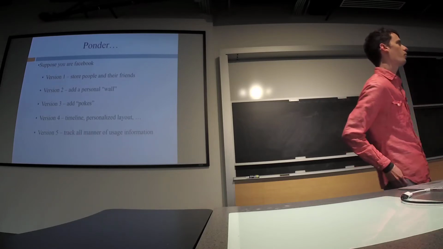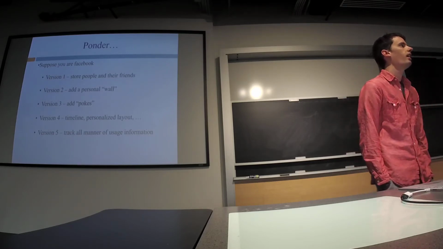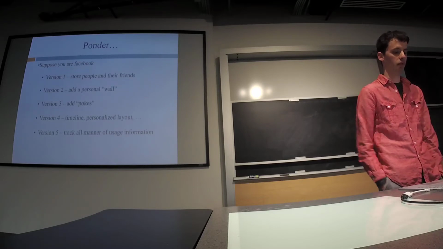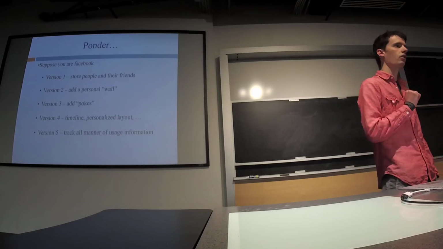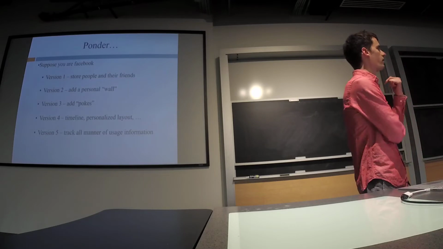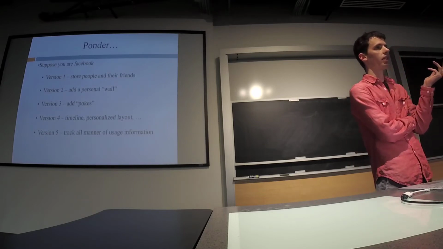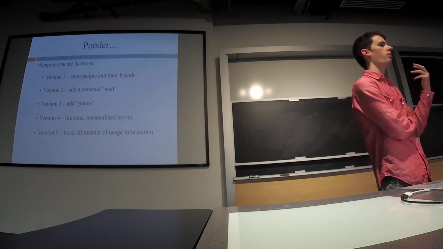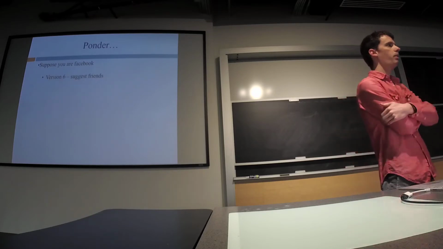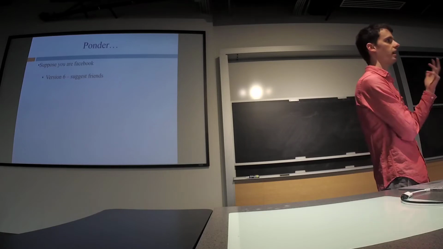And all throughout this, they are aware that their value, their commodity, is your data. So version 5, tracking all manner of useful information, is actually spanning all of this, as they decide what information they want to track. Probably the answer is just everything, but the more features and the more information they add, the more information they have to track. And then maybe version 6 is suggest friends. That actually probably came way earlier, but pretend it came later.